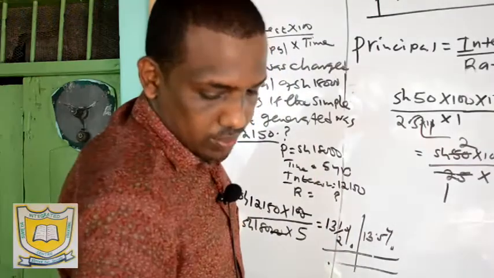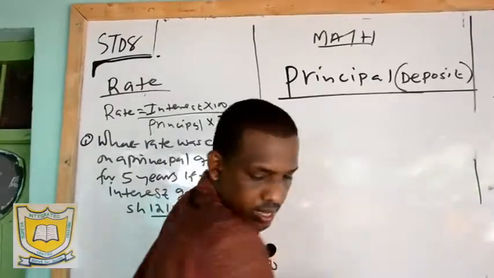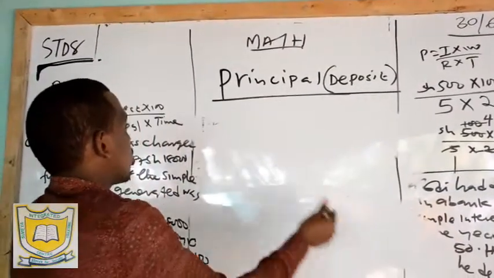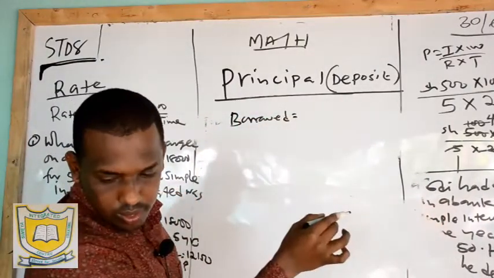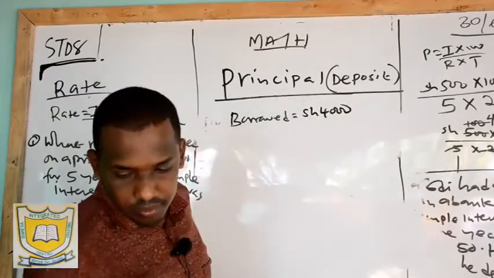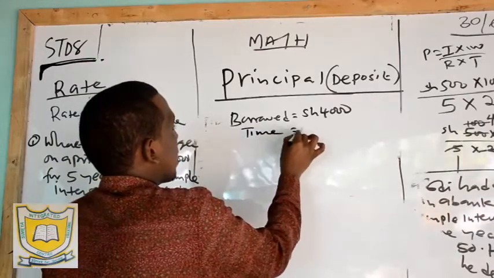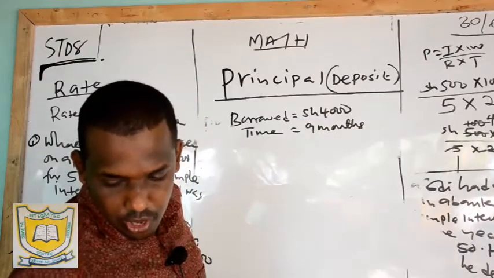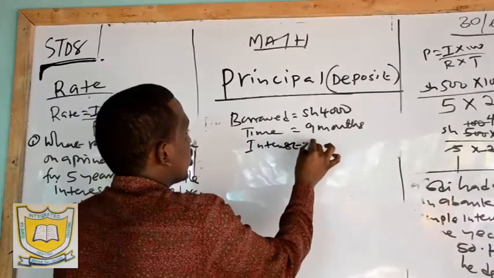For a rate question, it's another question here. Here you are told the amount borrowed. The person has borrowed, I'll write in summary form, shillings 4,000 for 9 months time. Time 9 months. 480 as interest. Shillings 480.